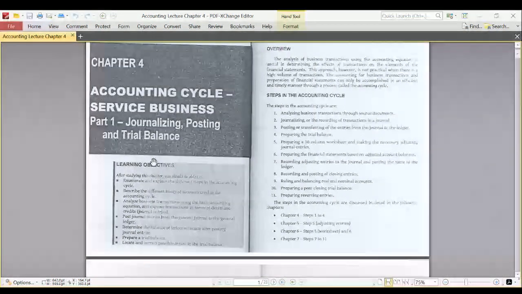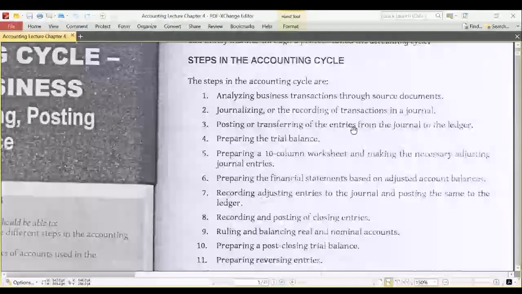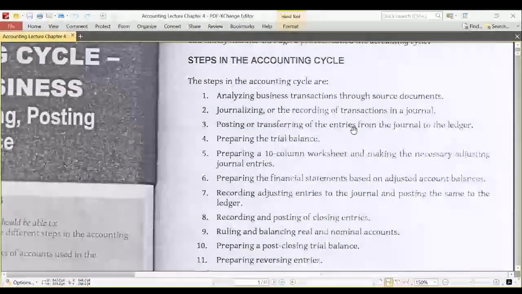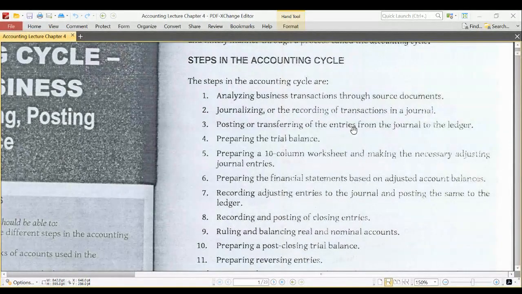So, let's take them one by one. In chapter 4, number 1 to number 4. Analyze the business transaction. When we analyze business transactions, as we have discussed before, accounting starts with the analysis of business transactions. We have to determine whether the transaction is financially related or not, or whether it will affect one of our financial accounts. So we have to analyze.